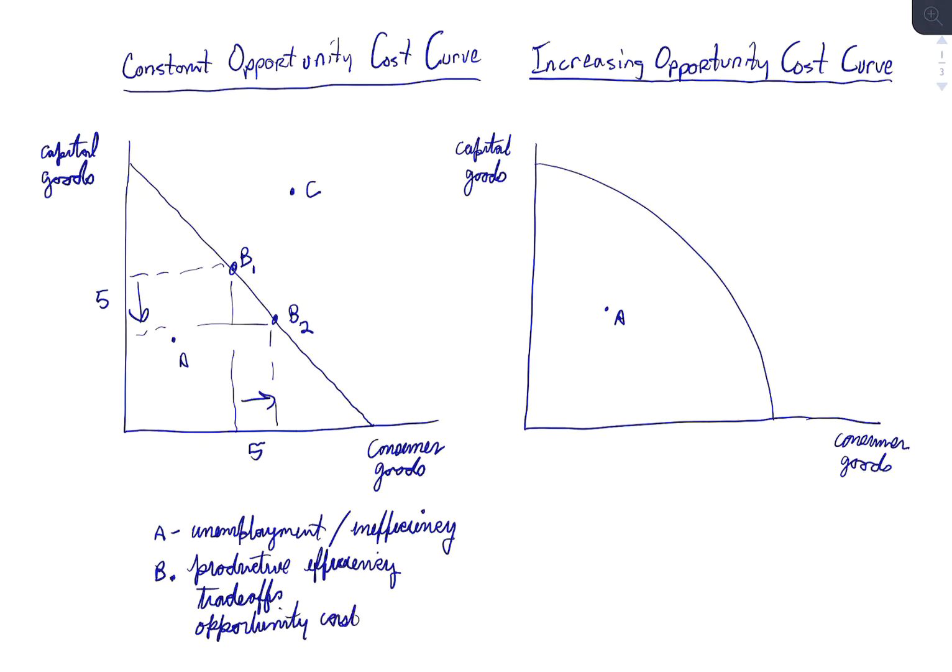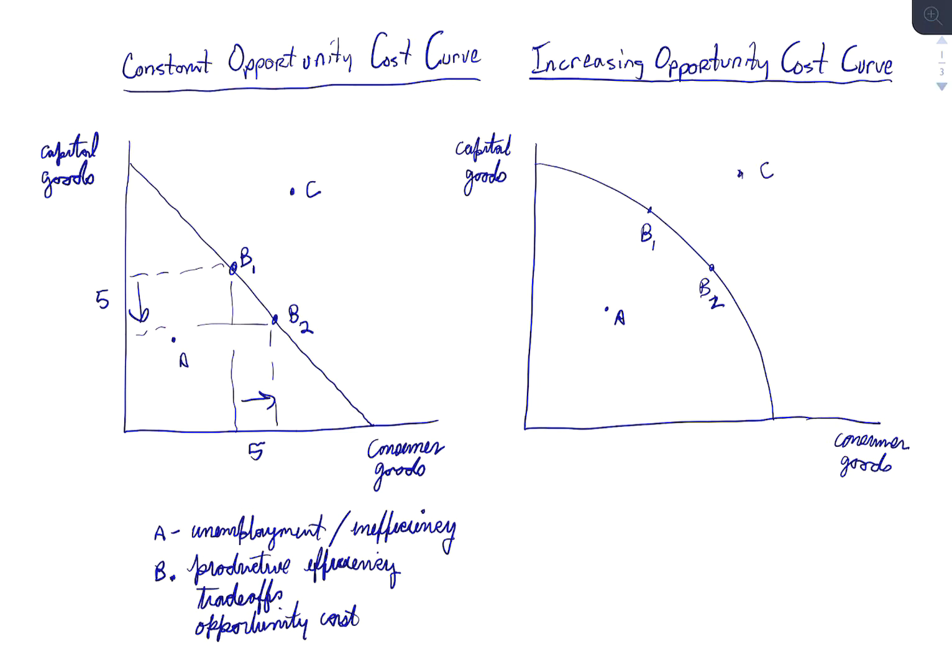For example, if we had to give up 5 capital goods to get 5 consumer goods, then the opportunity cost of a consumer good is 1 capital good. And that would be B and B prime, or B prime and B2. On the increasing opportunity cost curve, we're going to look at it in a different lesson. There's actually going to be changing levels of opportunity cost throughout the curve. And that's the main difference between the constant cost curve and the increasing cost curve. But we'll look at that in a different video.